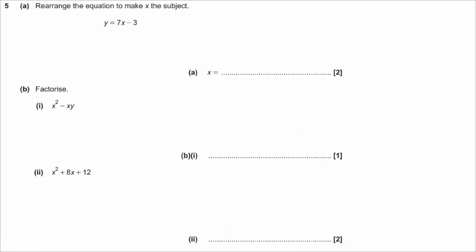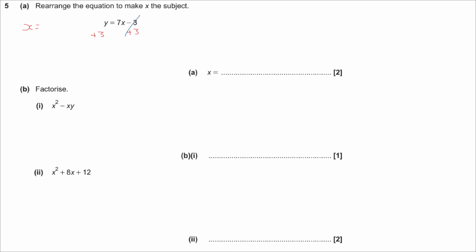Good. Question 5a, rearrange the equation to make x the subject. So you want to get x to be equal to something on its own. Now here you've got 7x take away 3. A good place to start here would be to go and add 3 to both sides of the equation. Let's go and add the 3 over here. Add 3 to my left hand side also, because then these are going to cancel, they make 0.